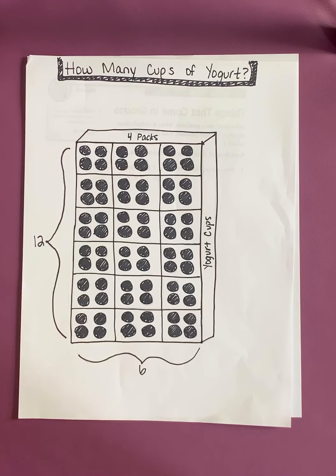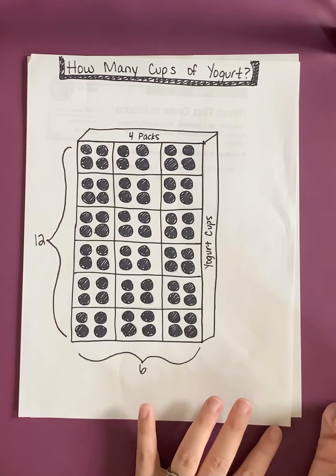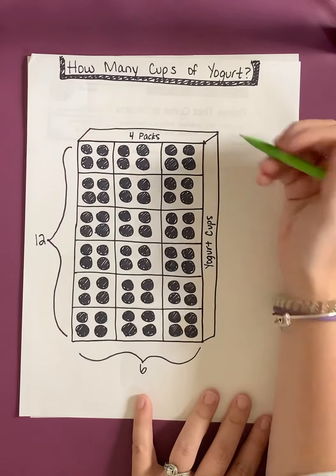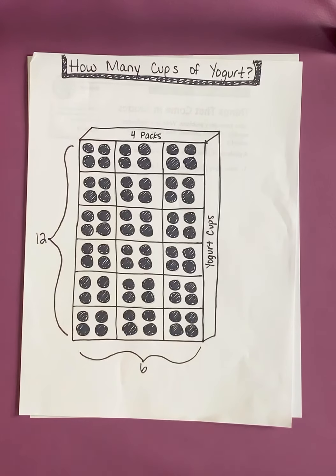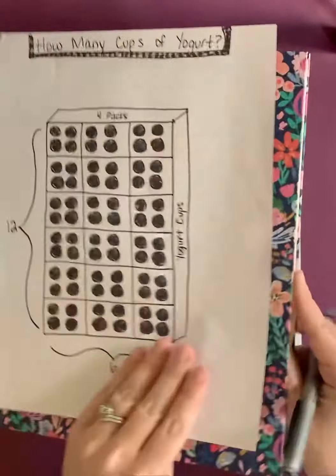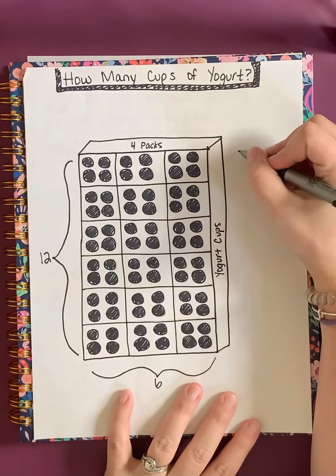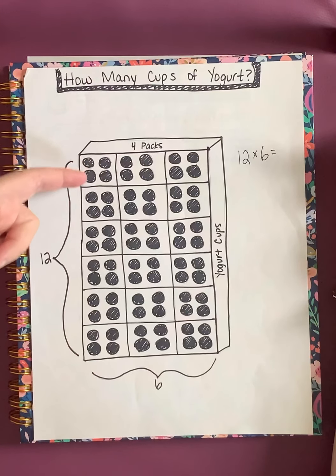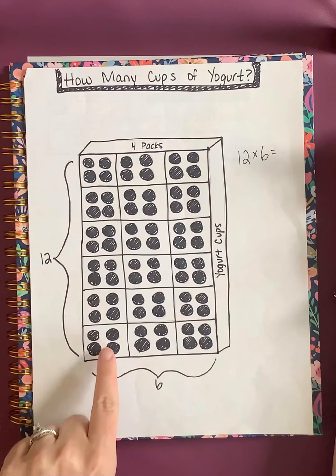Your first step is thinking about what is your equation that you're trying to solve. Okay, so remember you're going to multiply how many rows you have by how many columns you have. Okay, so let me do a darker color so you guys can see it a little better. All right, so your multiplication problem that you would be using would be 12 times 6. The amount of rows that you have, so you have 12 rows, and then you have 6 columns.